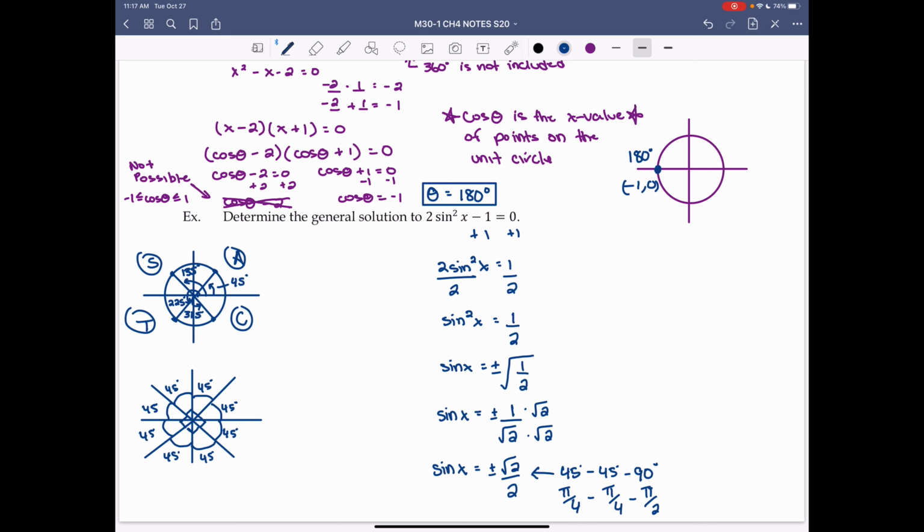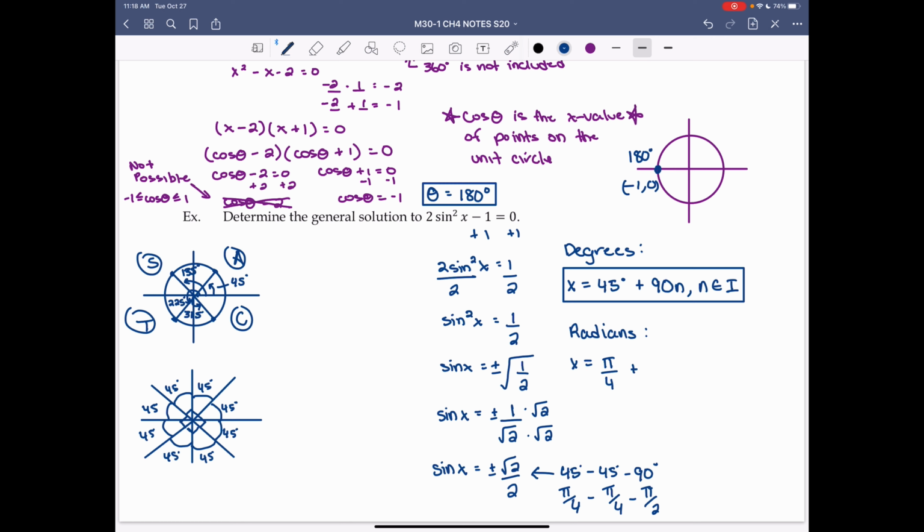Then to write a general solution in degrees, because this question doesn't specify, our smallest positive angle is 45 degrees, and then our next angle is 90 degrees bigger than that, so plus 90n, where n is an element of the integers. To write this in radians, 45 degrees is pi over 4, so x equals pi over 4, plus 90 degrees is pi over 2, so pi over 2 n, where n is an element of the integers.